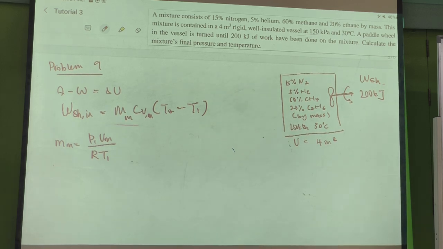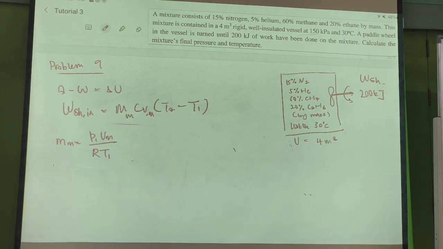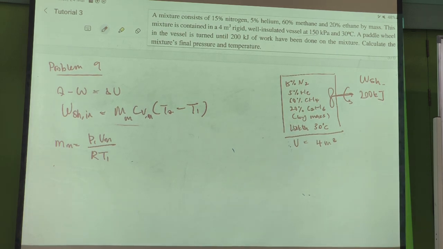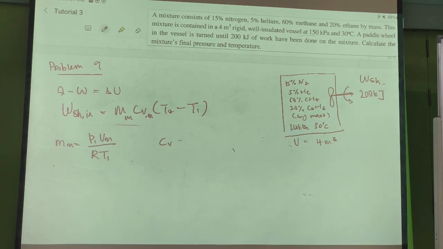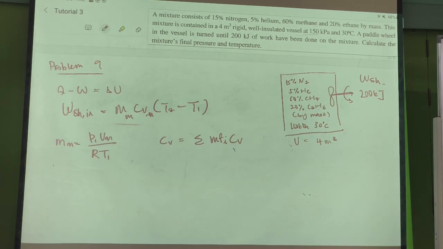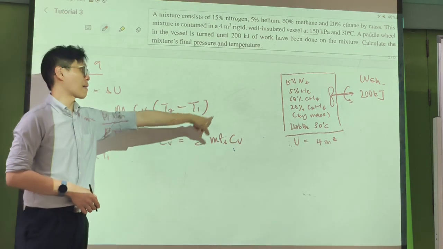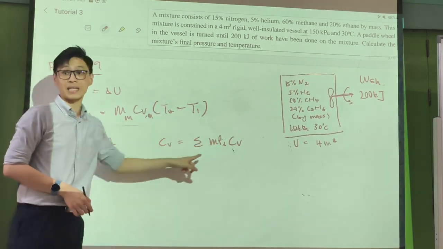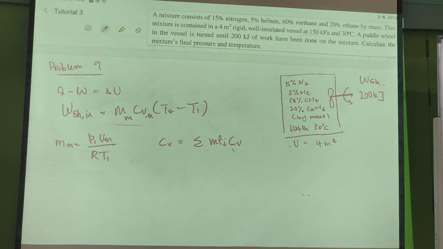But maybe we look at the Cv first. Cv is easier to find. So Cv is just the total of the mass fraction of the individual multiplied by the Cv. So you get the Cv from the table. You use each of them multiplied by the mass fraction. You can get the final Cv. Okay, so Cv is an easy one.